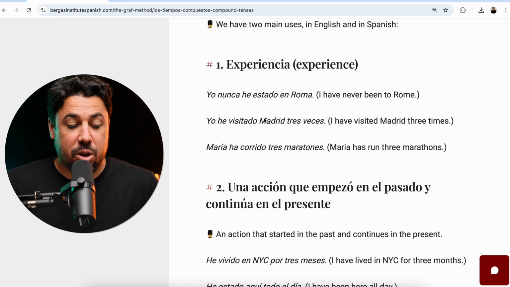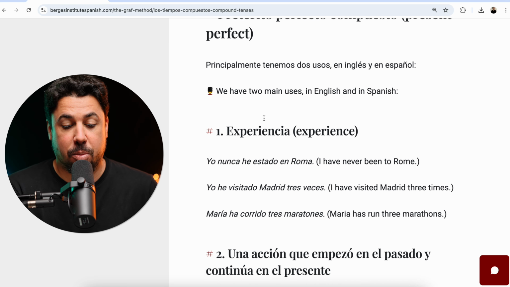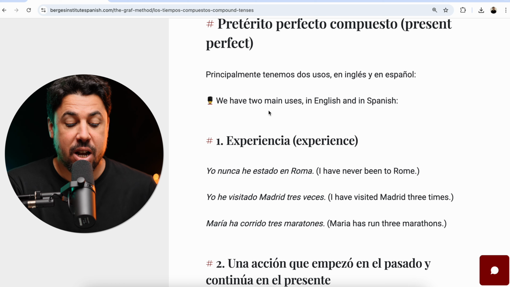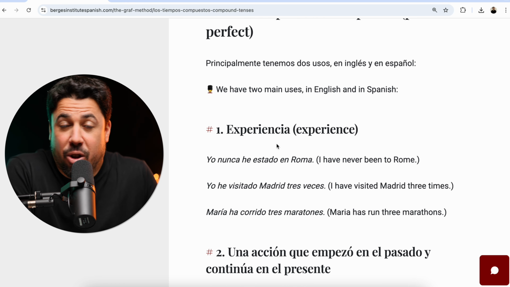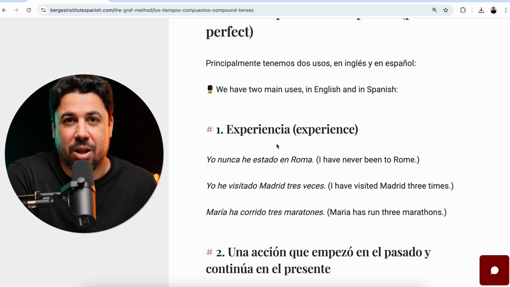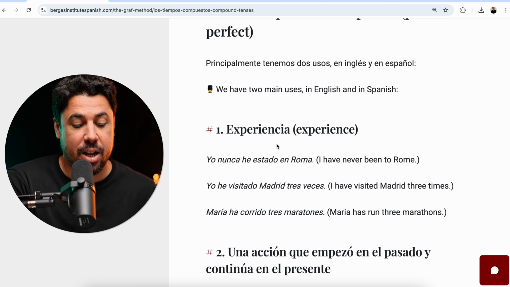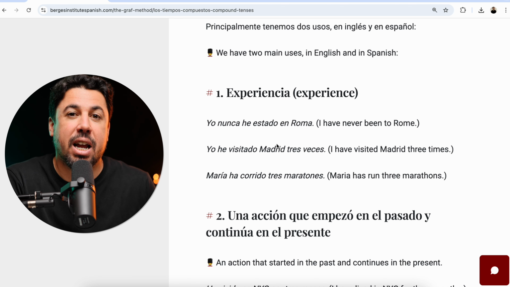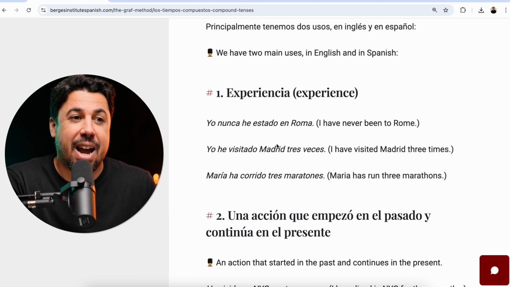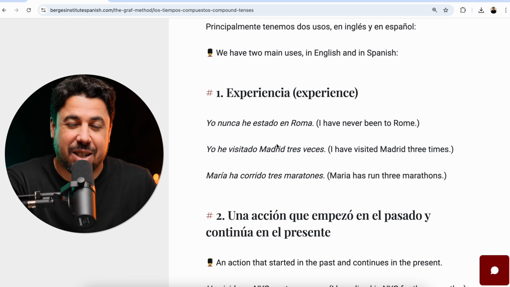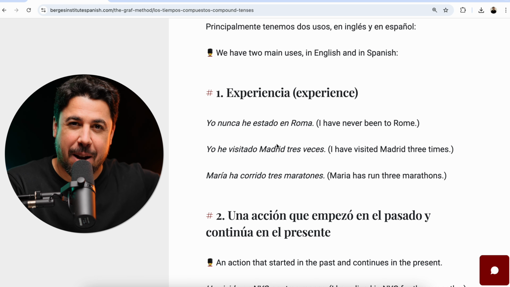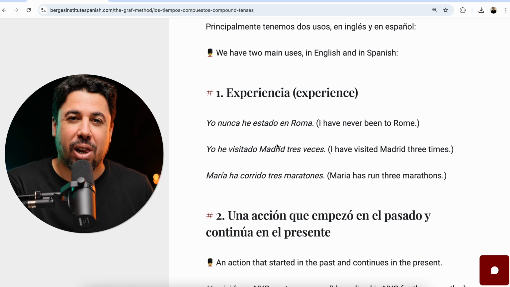We use the present perfect, the pretérito perfecto compuesto en español, for experience, for things that we've done in our life up to this point, or that we have not done up to this point, right? Like experience in our life. So that is very different from saying, I went to Rome in 2005. If I say, I've never gone to Rome, or I've never been to Rome, that's like an experiential use. It's not like at a point in the past. It's like in my whole life experience up to today, up to this very moment.